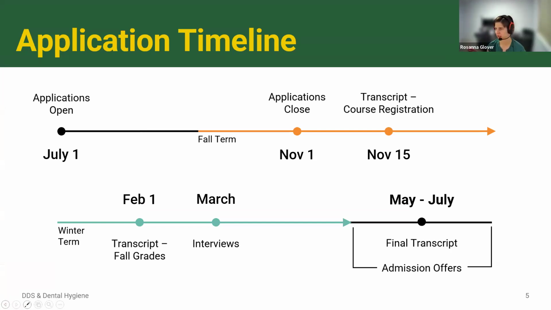And then you can see here that I've also highlighted when the fall term is and when the winter term is. That's because the coming academic year is considered as part of the application since it takes so long for us to go through our entire process. So we'll be looking at the 2025-2026 academic year if you were applying for fall 2026. So during that time, we're collecting transcripts to get the grades from that current year.